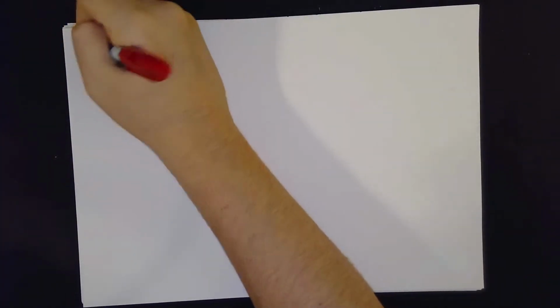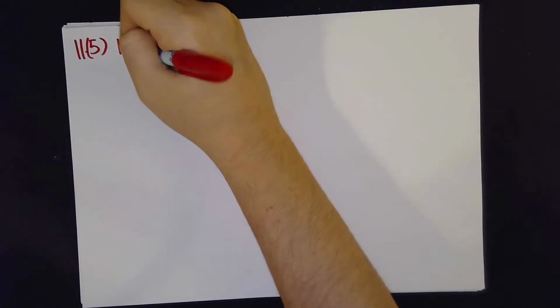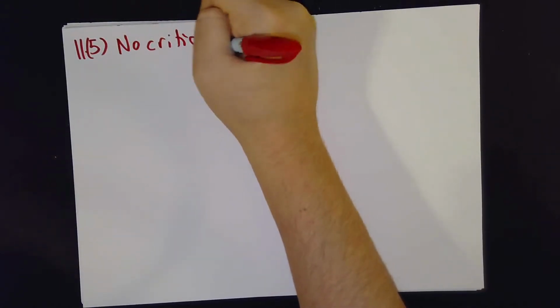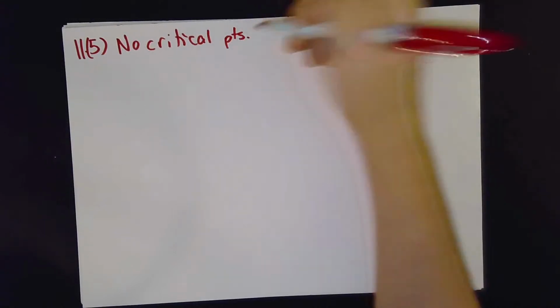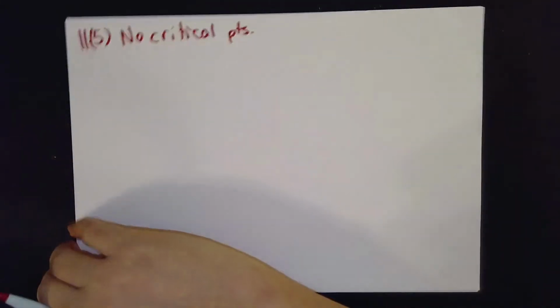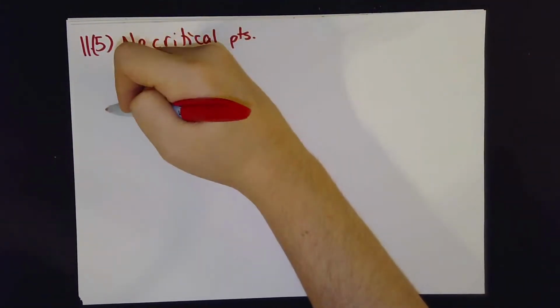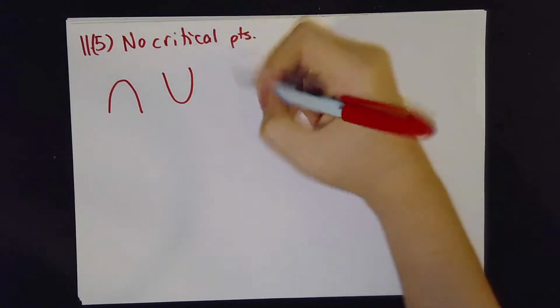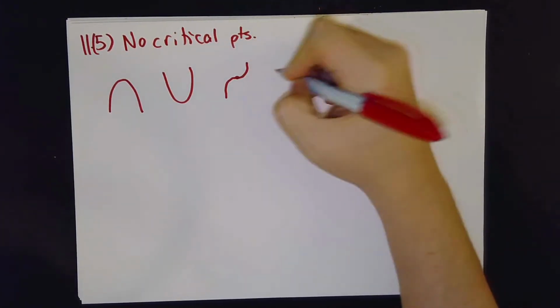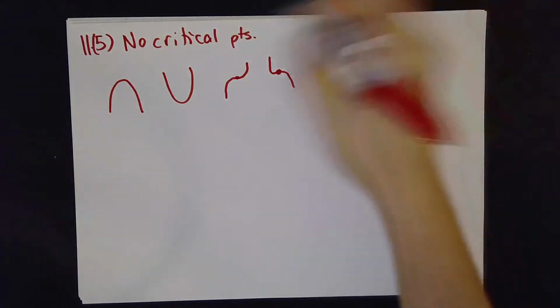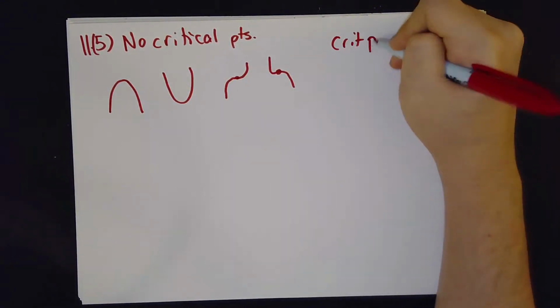So 11.5 asks you to identify where the critical points are in this graph, or identify a critical point in this graph. And just to skip right to the punchline, there aren't any. But let me go over why. Namely, remember there are basically 4 things a critical point can look like. It can look like that, it can look like that, it can look like that, or it can look like that. Remember, critical points are all about horizontal tangent lines.